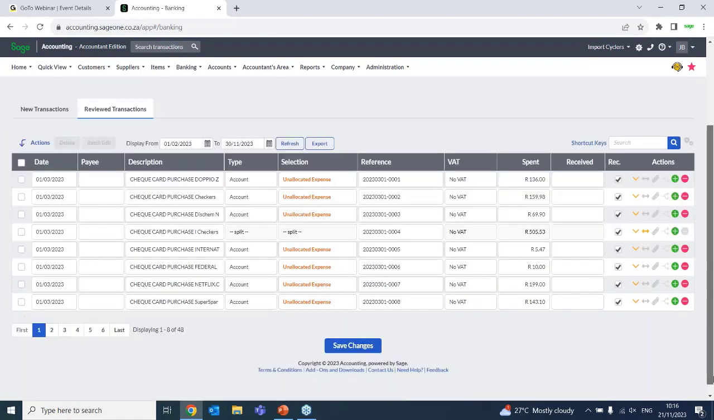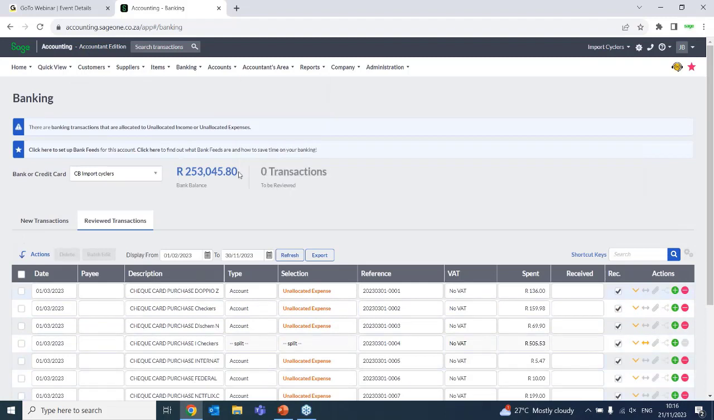And then, guys, we can see I have a lot of unallocated, which is probably where my 5,700 is coming from. If it's not allocated, it cannot be reconciled. But basically, this is where you would come in.